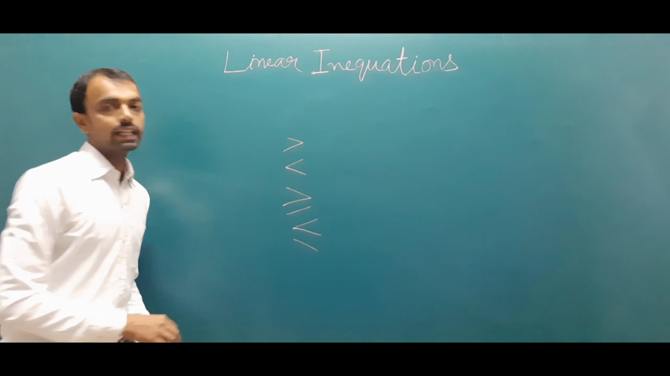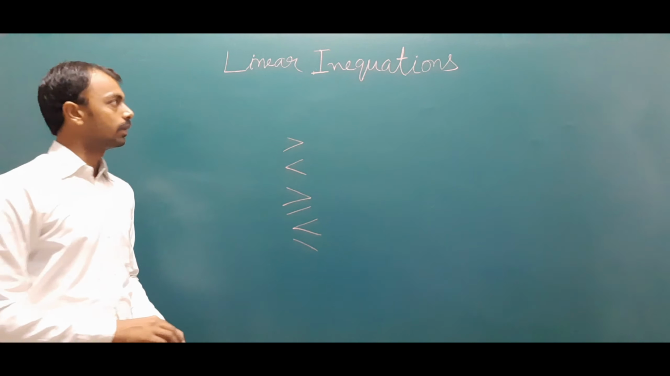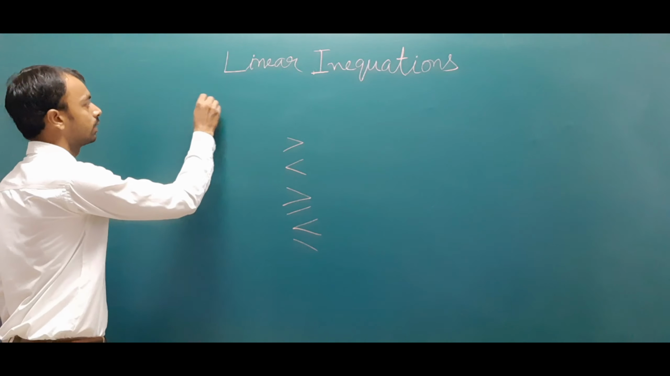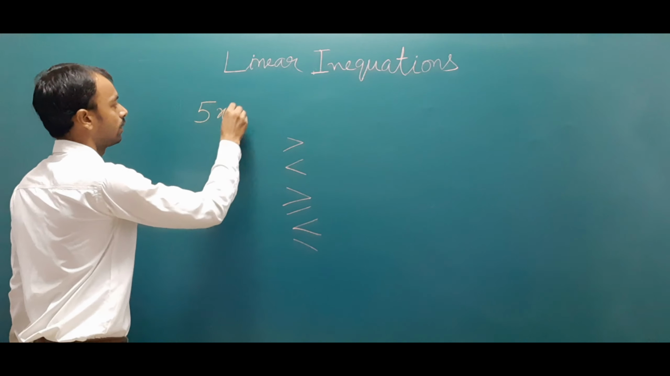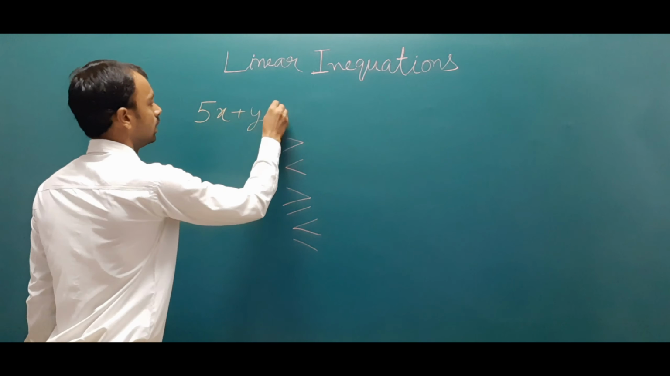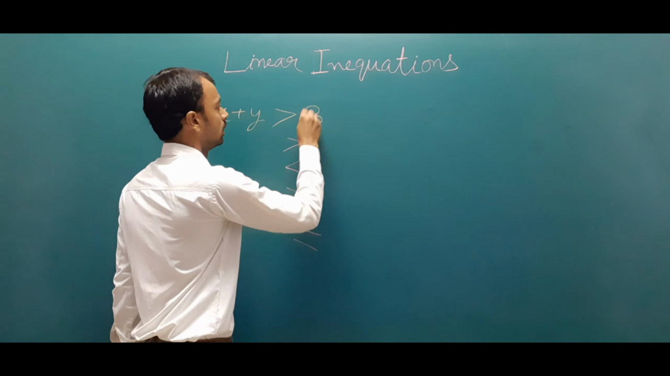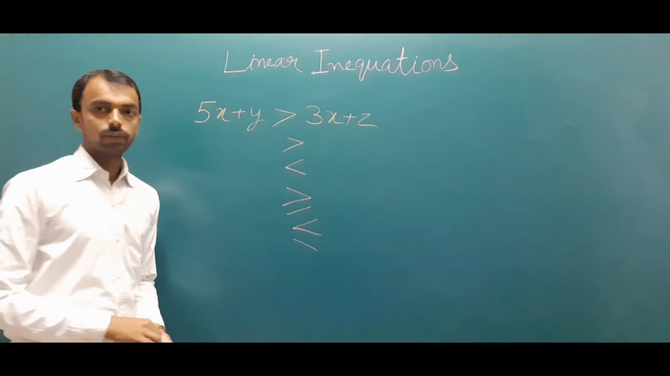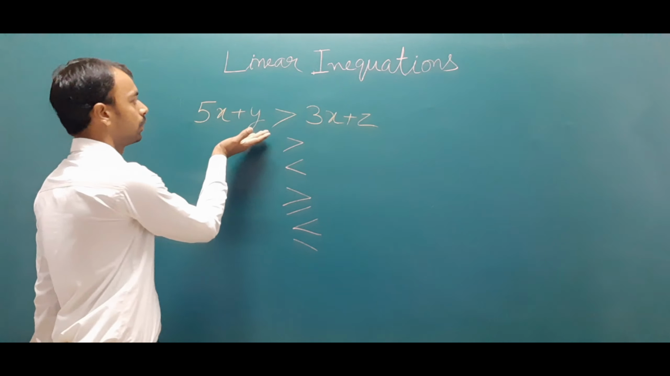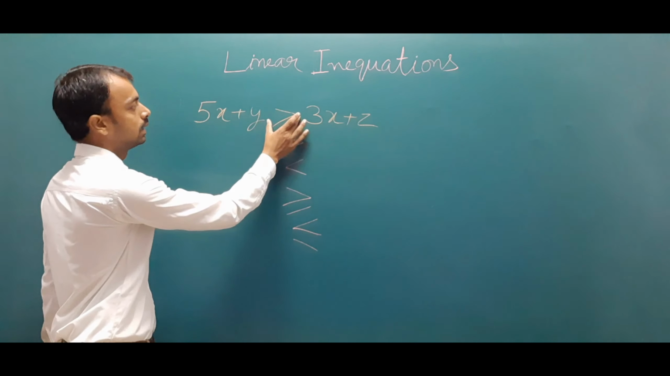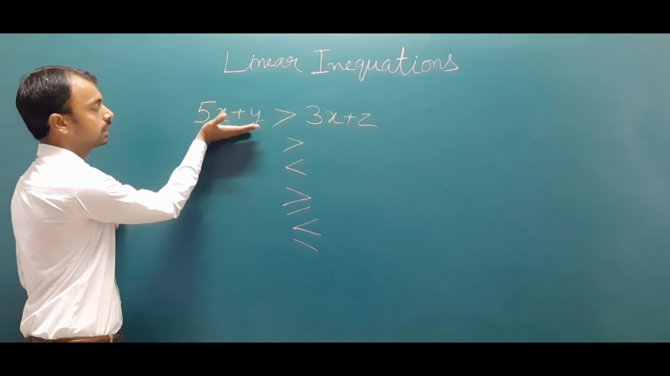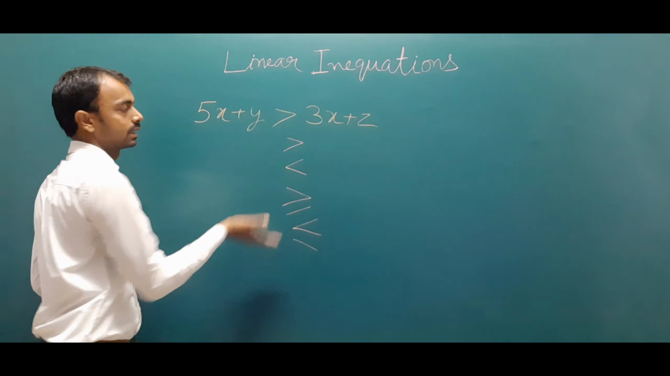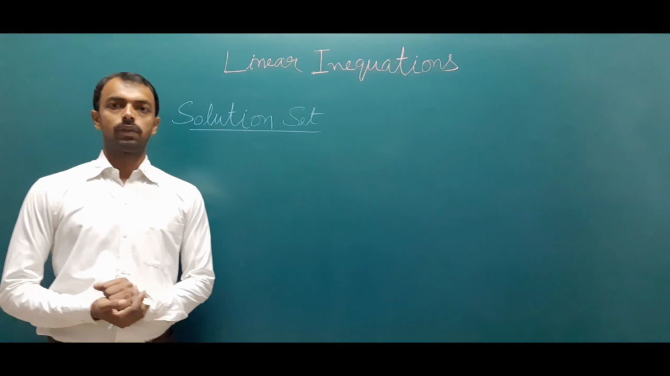So we will take a few examples on it. Examples of linear inequations are, let's say, 5x plus y is greater than 3x plus z. Here we can see this sign means this expression is greater than that expression. They are not equal to each other.